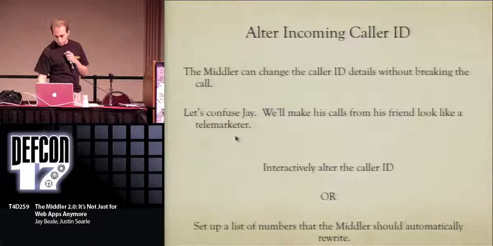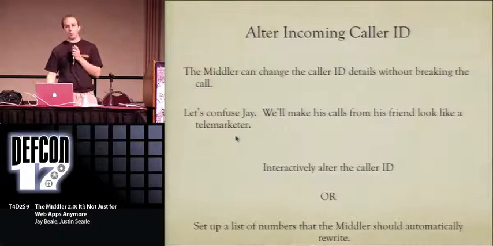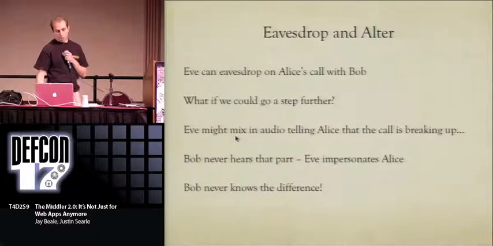So part of what we did was we basically made it so you can give the middler a list of phone numbers or caller ID strings of phone calls where it should rewrite the caller ID to something else and tell it what to switch it to.